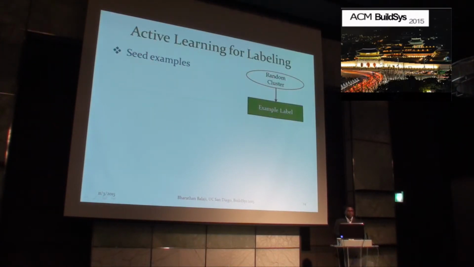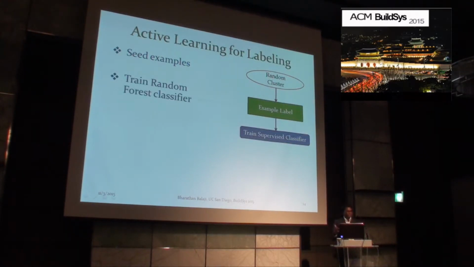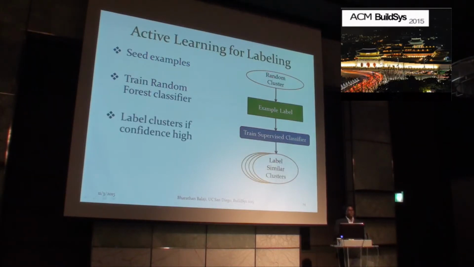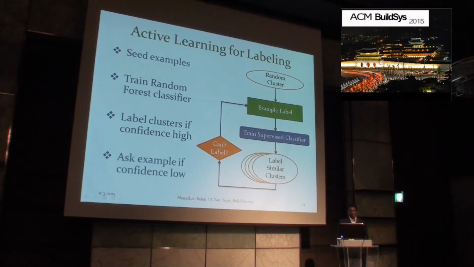So how does active learning work? We take a random cluster and ask the domain expert for the label. This is used to train a supervised classifier, and in our case, it's a random forest classifier. Then that model labels other similar clusters which have not been asked for examples, if the confidence of prediction is high. If the confidence of prediction is low, we ask the domain expert, can you please give an example? Then we iterate on this process until all the responses are done.